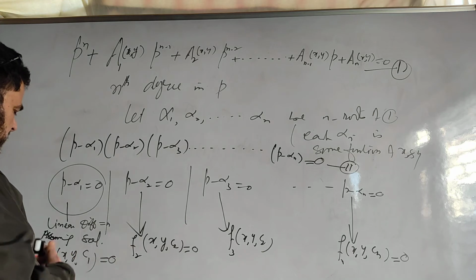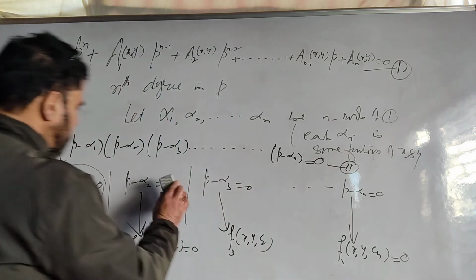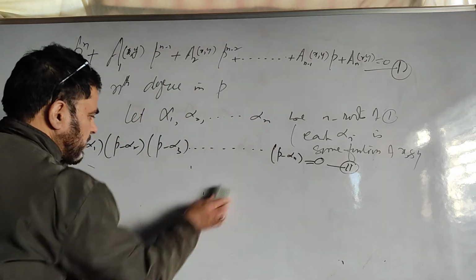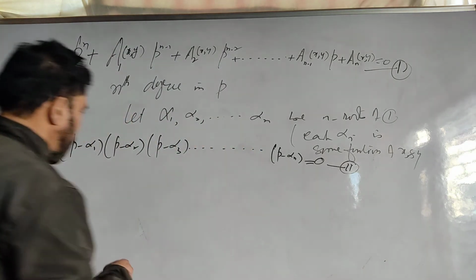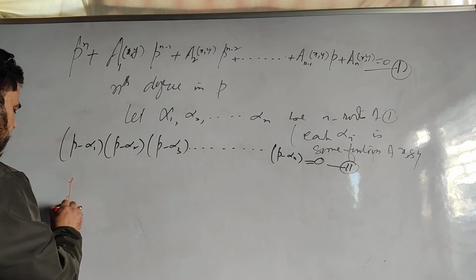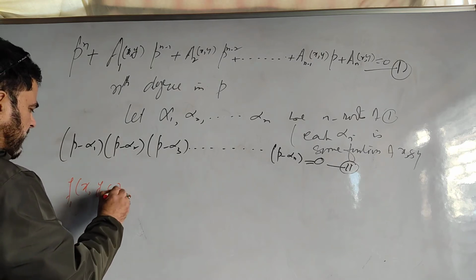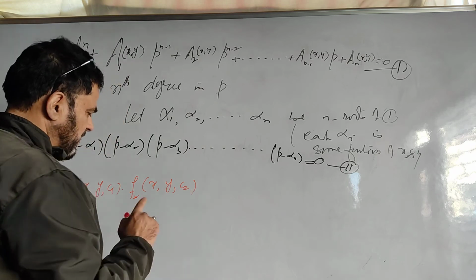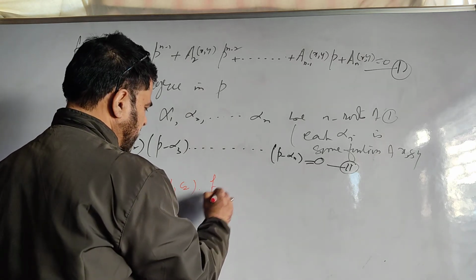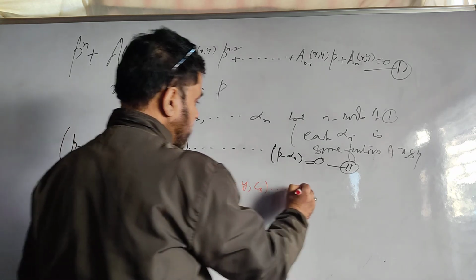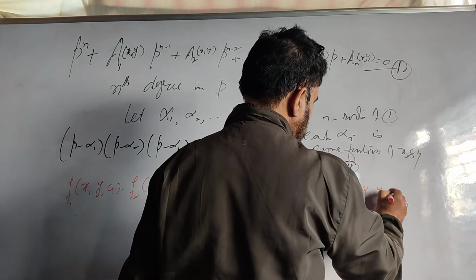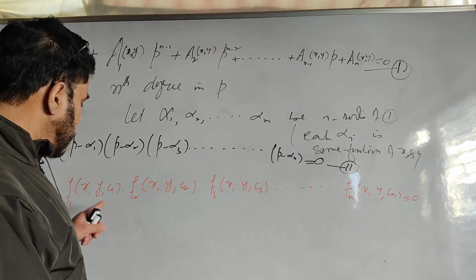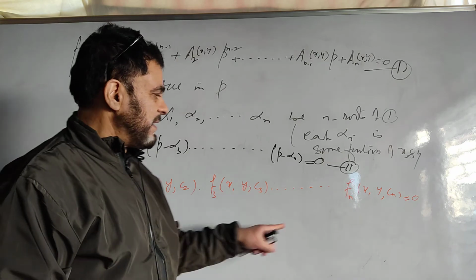That means when I put these solutions here, I can write the solution now. I am assuming their solutions will be like this: f1(x,y,c1) into f2(x,y,c2) into f3(x,y,c3) up to fn(x,y,cn) equal to 0. I am replacing each factor by its solution. This is the solution. But we say it is not complete, because it involves different constants: c1 here, c2 here, c3 here, cn here.